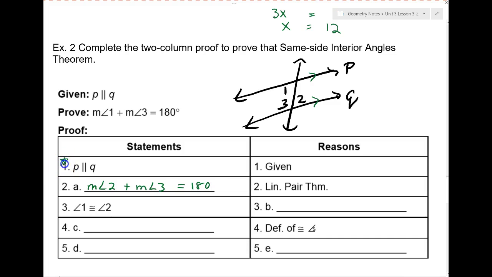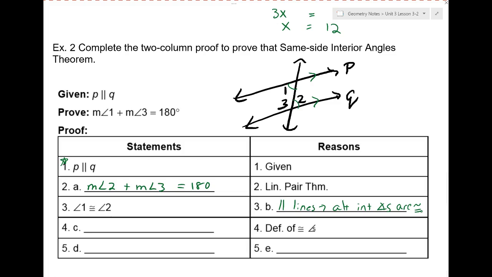But have I used this yet? Have I used the fact the lines are parallel? No. But look what I did for the next step. Angle 1 is congruent to angle 2. How did I know that? Yeah, alternate interior angles theorem. Very good. So either write the alternate interior angles theorem or write it out like this: if parallel lines, alternate interior angles are congruent. I'm good with either reason as long as you do it right.